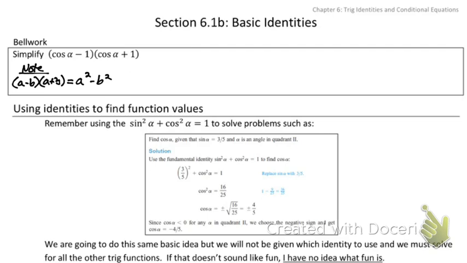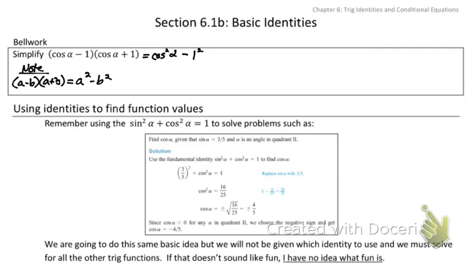So in this case, my cosine alpha is my a value, and my 1 is my b value. So I don't have to use FOIL or anything. We're just going to say this is the same thing as cosine squared alpha minus 1 squared, which is really just 1. So now we have cosine squared minus 1. I strongly encourage you to do what I'm going to do next versus trying to do this in your head.